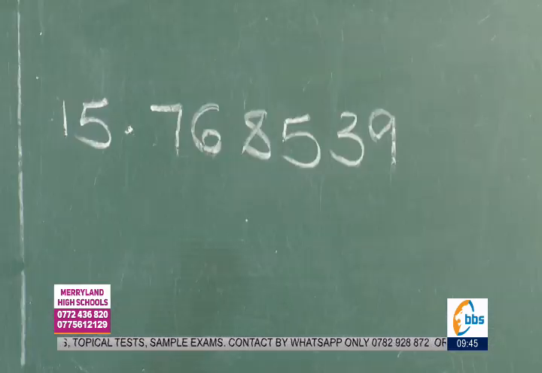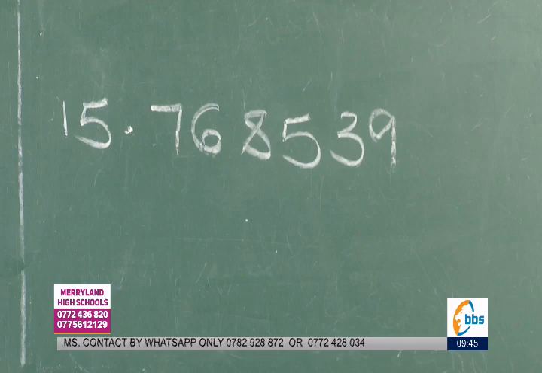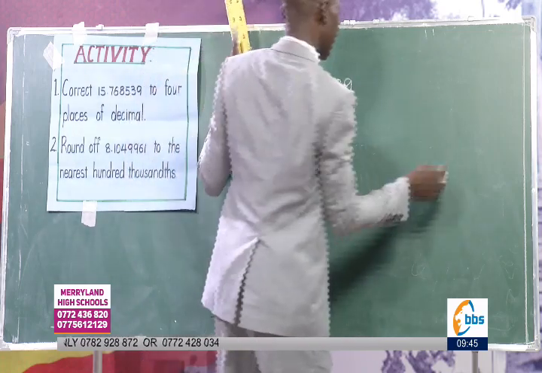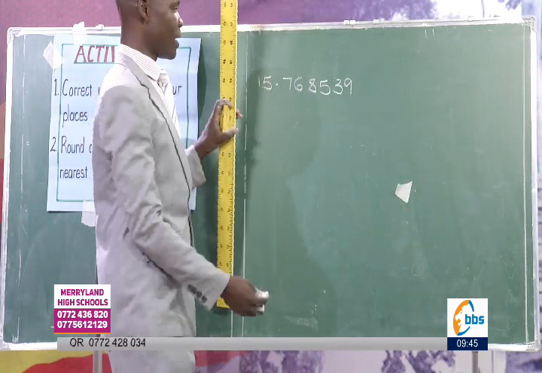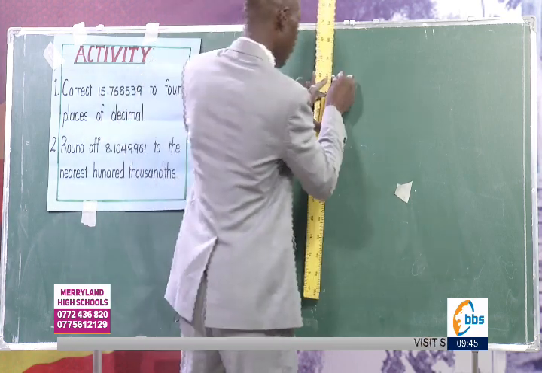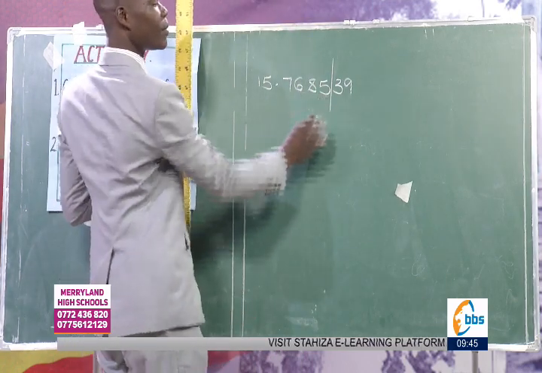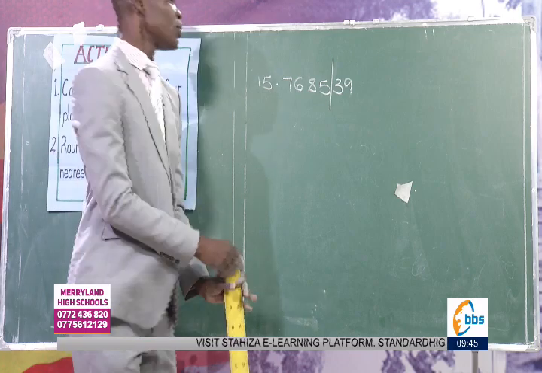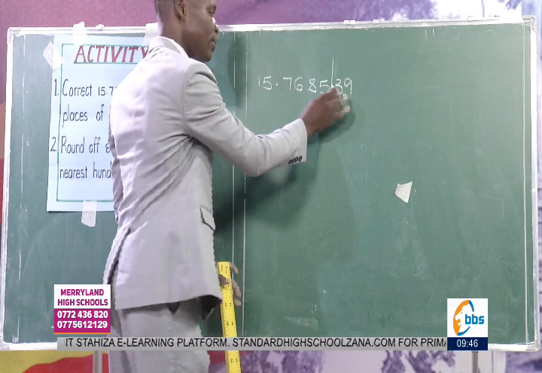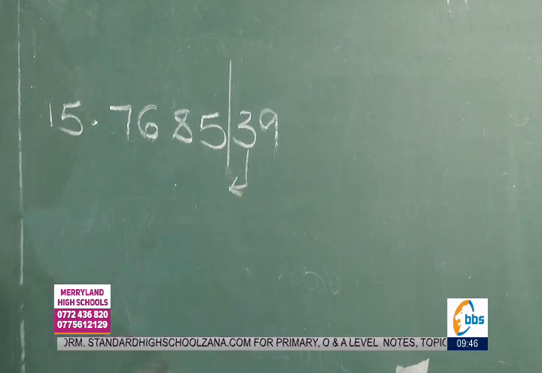So they want us to correct this number to 4 places of decimal, meaning round it off to the nearest what? 10,000. Those are 4 decimal places. They can bring it in that format. 1, 2, 3, 4. 4 decimal places are there. See that? Now, that is 10,000. So if you are correcting this to the nearest 10,000, check still the digit on the right. Either we round it down or we round it up.